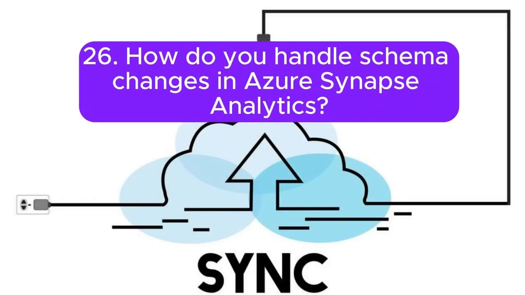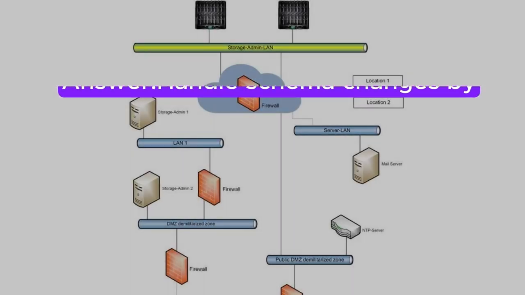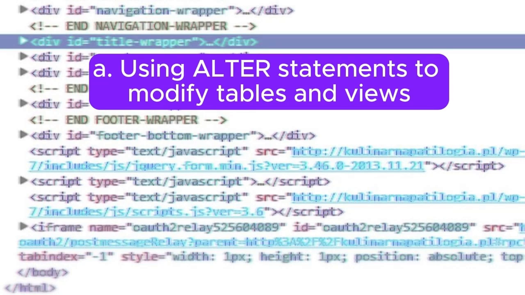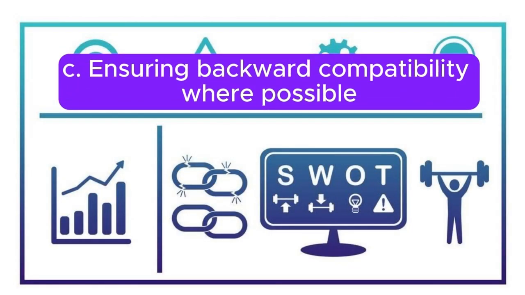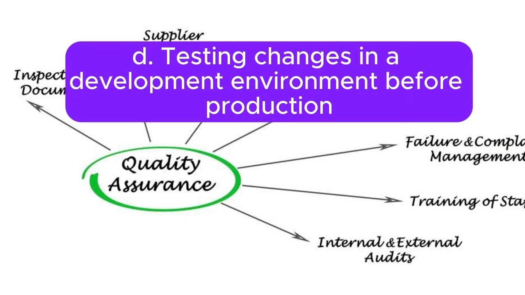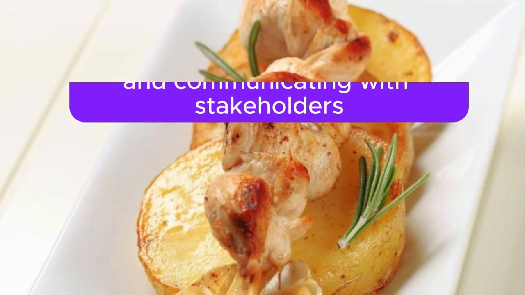26. How do you handle schema changes in Azure Synapse Analytics? Answer: Handle schema changes by A. Using alter statements to modify tables and views. B. Versioning schemas to track changes over time. C. Ensuring backward compatibility where possible. D. Testing changes in a development environment before production. E. Documenting schema changes and communicating with stakeholders.